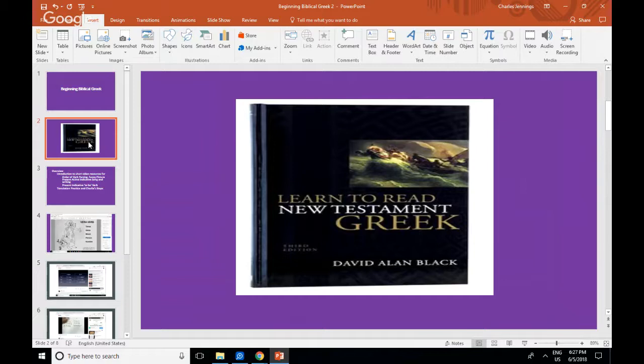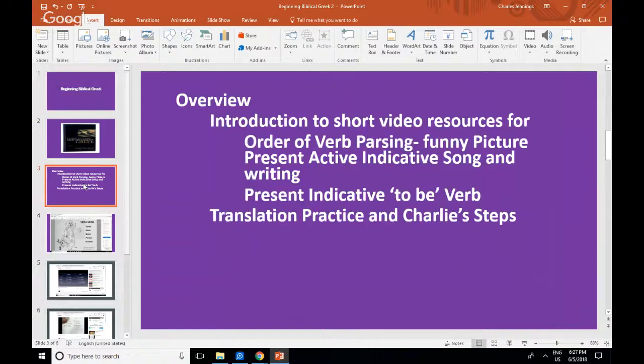As I said before in the last video, we're generally going along the order of David Allen Black. But basically what we're trying to do is narrow things down to what is necessary for us to be able to do the translation exercises. So with that said, I'm going to give an overview of what we're going to talk about in this video. Just like what we did in the other video, we're going to introduce you to more short video resources that can help you learn these steps.